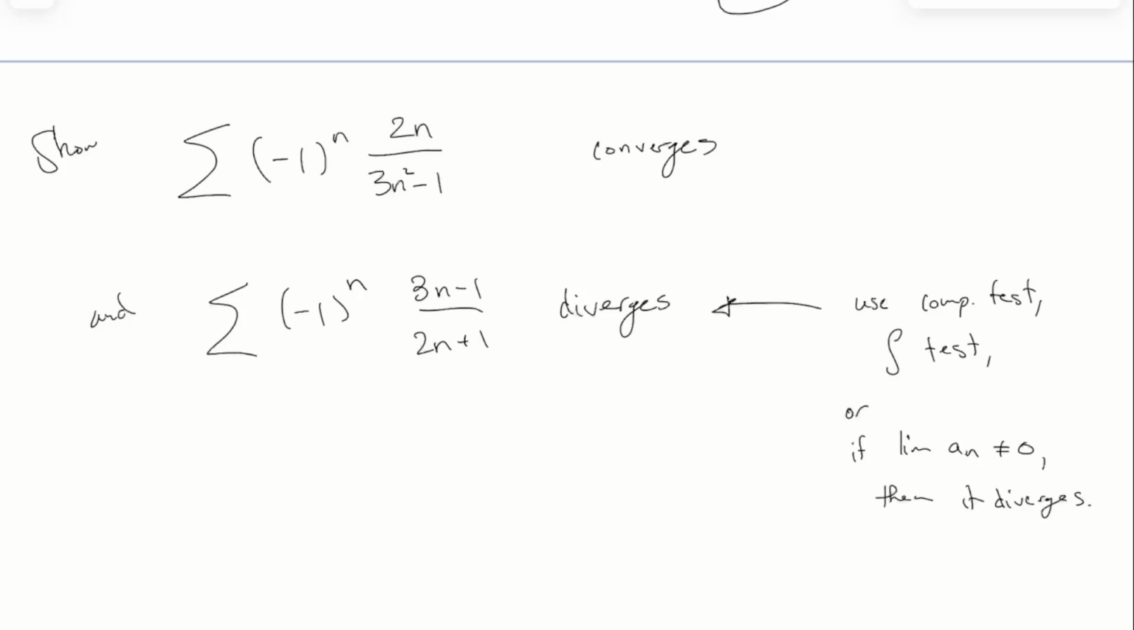Oh, I think there's a typo. I don't know if this matters. Sorry. I meant 3n squared plus 1 here. I don't think it really matters, but it makes the inequalities easier to handle, I think. If you worked it out the other way, that's fine too. I meant for it to be a plus 1.